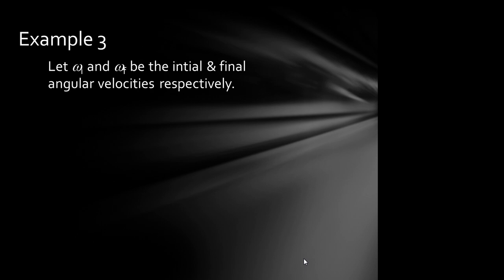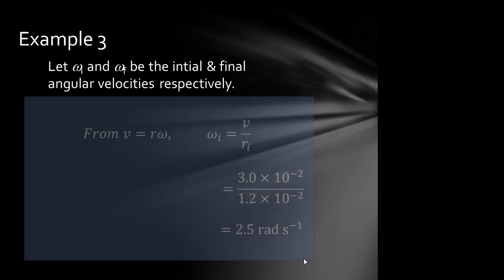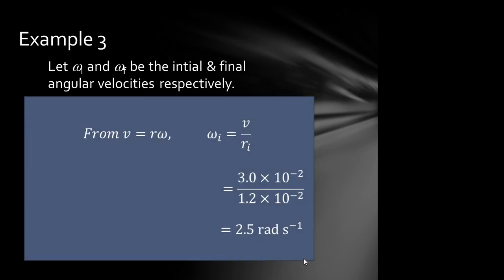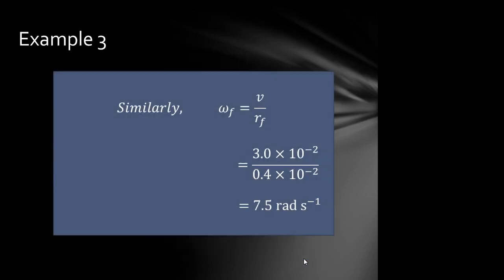Alright, easy peasy. So let's calculate omega initial. Omega initial is nothing but the velocity divided by the initial radius. So the initial radius is actually 1.2 cm at the start. So we should get an initial angular velocity of 2.5 radians per second. Okay, and we repeat this calculation for the final radius, but with the same speed. So you should get that as 7.5 radians per second.